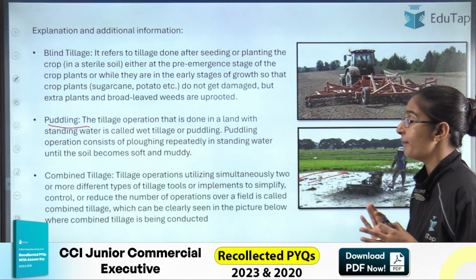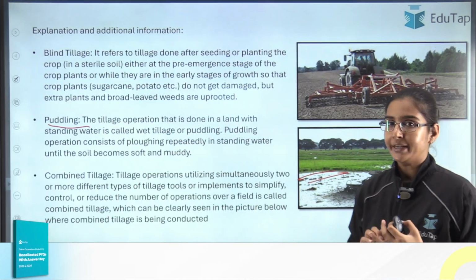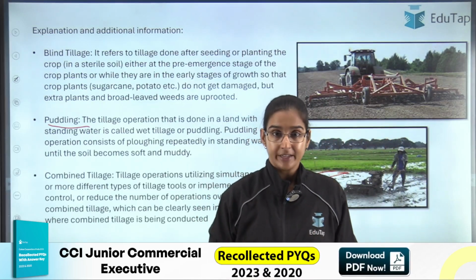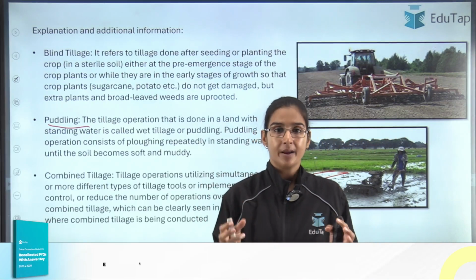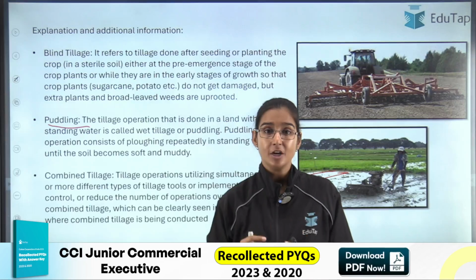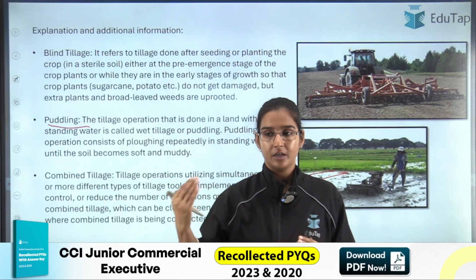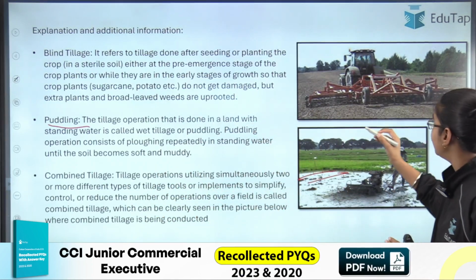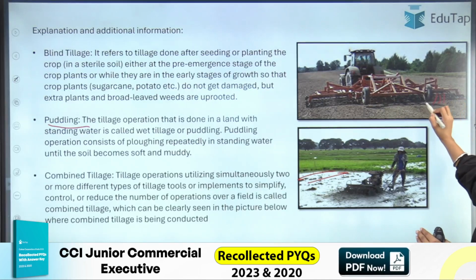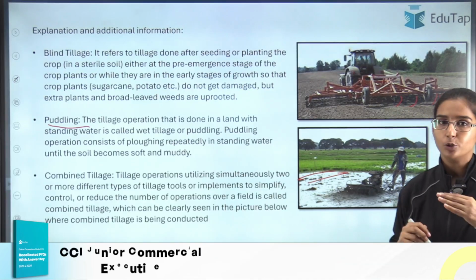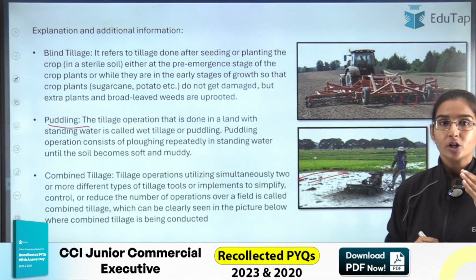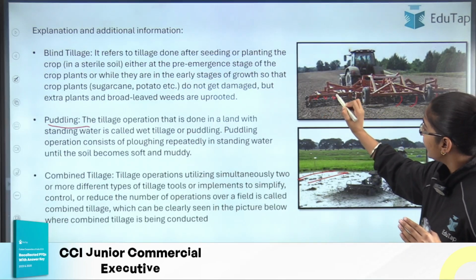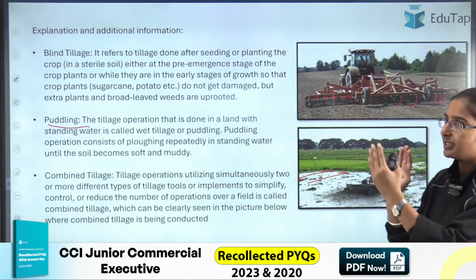After puddling, we have combined tillage, right? So in combined tillage, what we essentially do is combine 2 or 3 implements together. Remember, implements. So here we are combining 2 to 3 implements together so as to minimize the number of steps that we have to carry out, right? For example, here you can see, first of all, we have certain blades like this, so that they will do the plowing part or the primary tillage part.